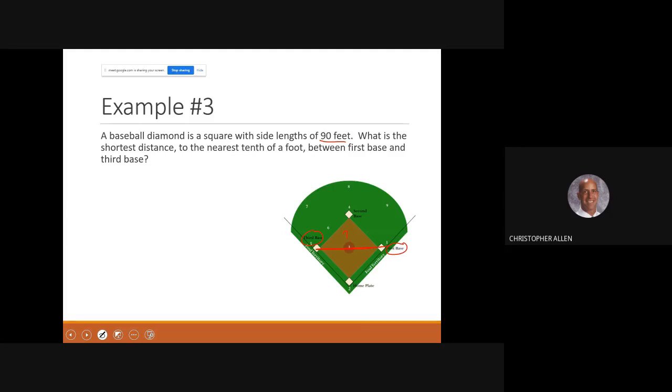Now let me draw one additional thing here on my baseball diamond. Let's do it maybe in yellow. Let's see if that shows up pretty good. Oh, that does show up good. Hey guys, you see what shape we just got there? We got a right triangle. We got a right triangle right here. There is a right triangle.